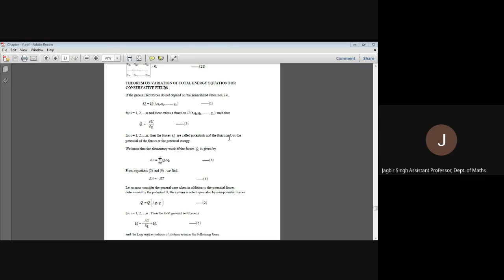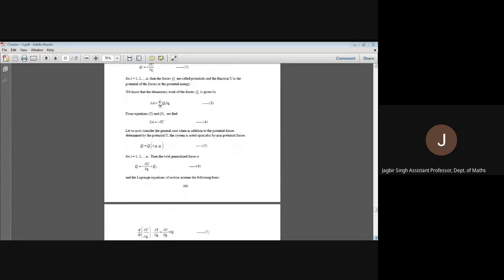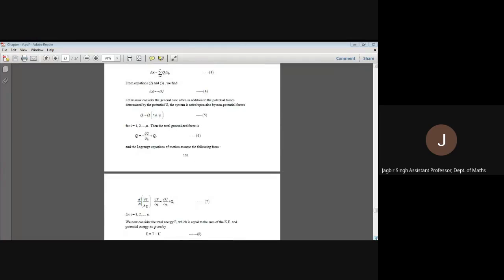The second part involves the generalized velocity. Okay, and now the Lagrange equation will be of the type d by dt of partial T by partial qi dot minus partial T by partial qi will be equal to capital Qi, and now it is minus partial U by partial qi plus capital Qi tilde.